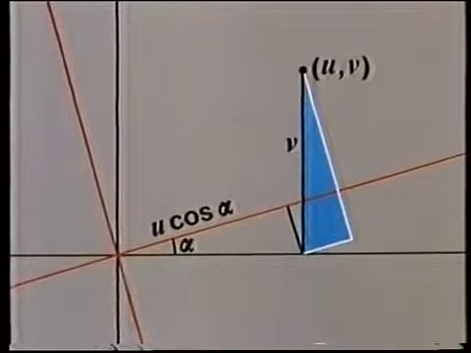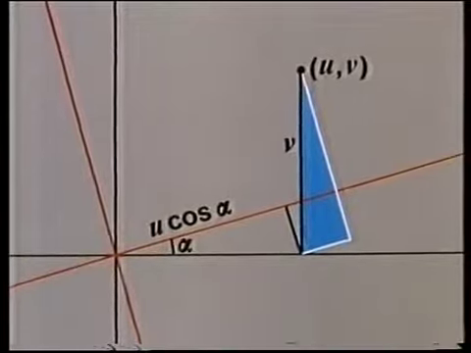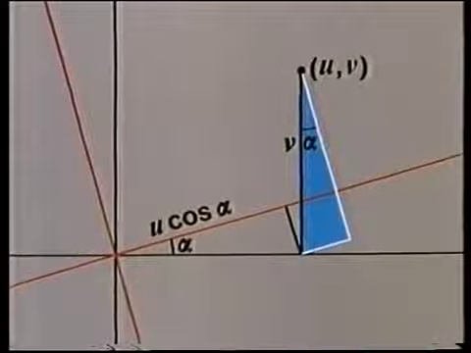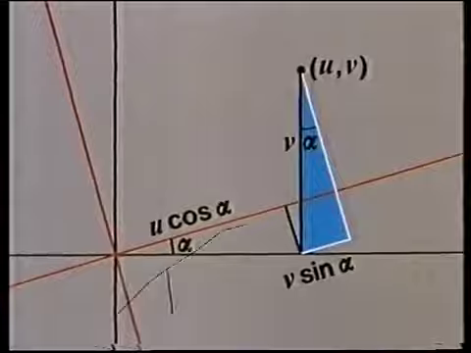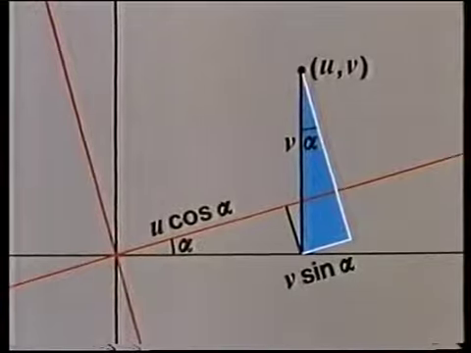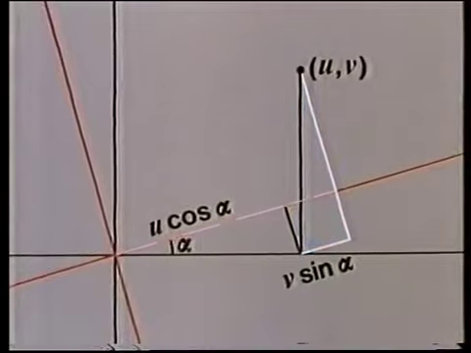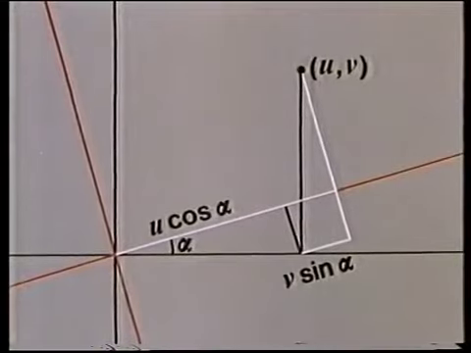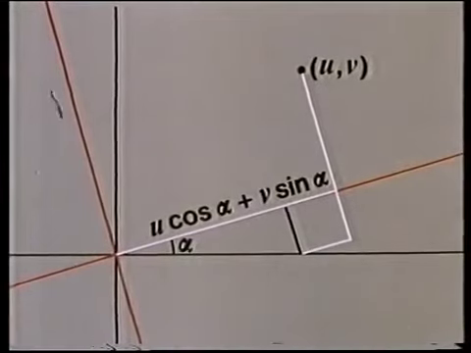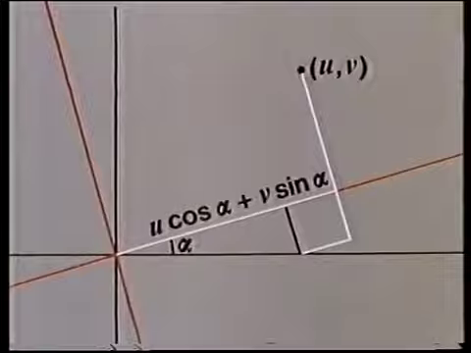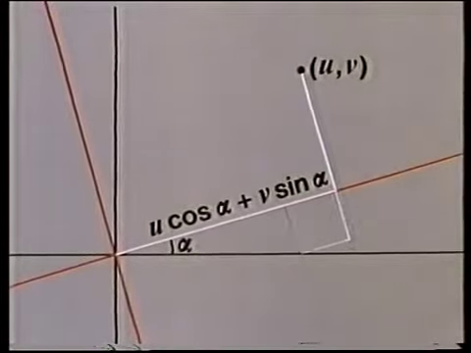The hypotenuse is v, and this angle is alpha. So the length we want is v sine alpha. So the new x-coordinate is u cos alpha plus v sine alpha. That's the new x-coordinate.